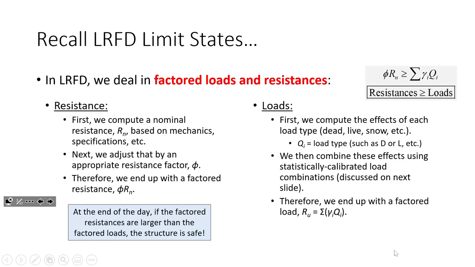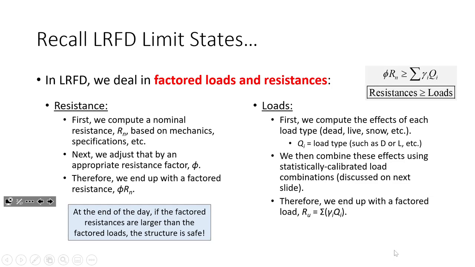So for tension members, one of the limit states is gross section yielding. The nominal resistance is Fy times the gross area. So there's Pn, there's the nominal resistance. We then adjust it by a resistance factor to get the factored resistance. So we can compute that pretty easily. We then take that value and compare it against the factored load. So the factored load might be 1.2 dead plus 1.6 live, 1.4 dead, etc. And as long as the factored resistance is bigger than the factored load, the structure is safe. And if not, we need to redesign or reassess the situation.